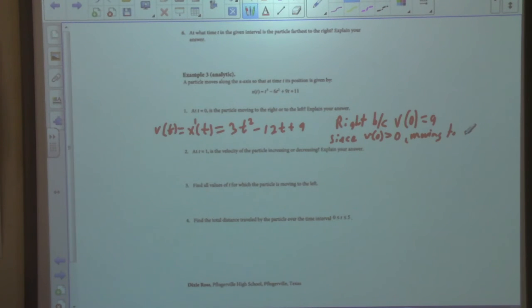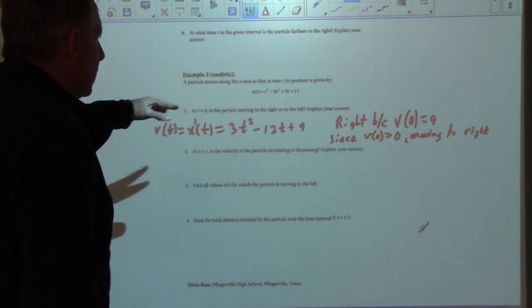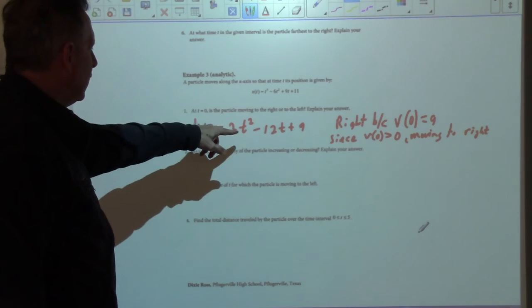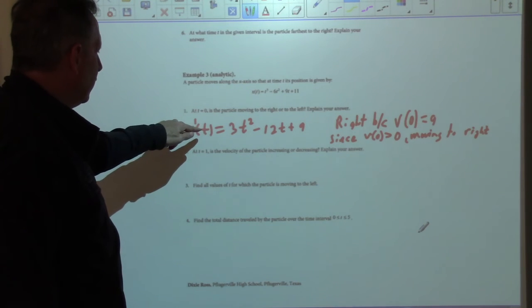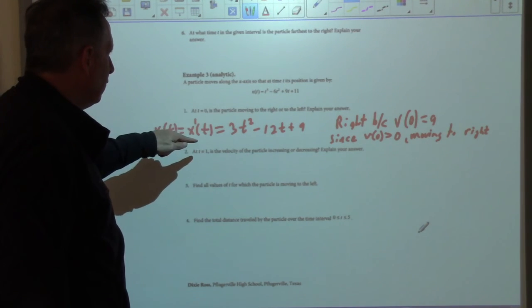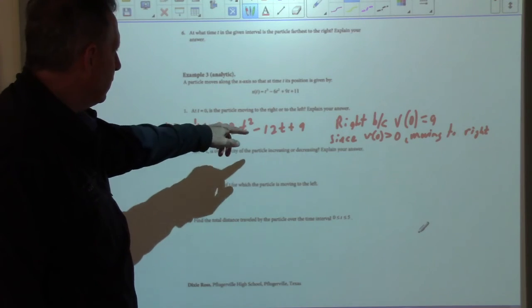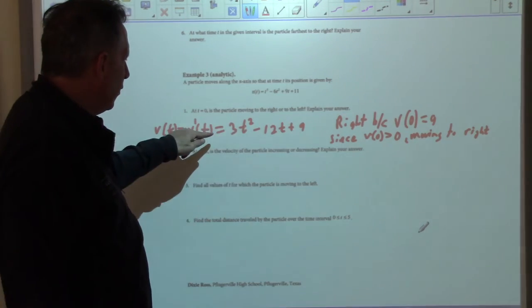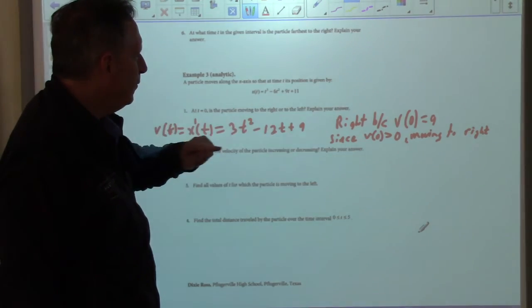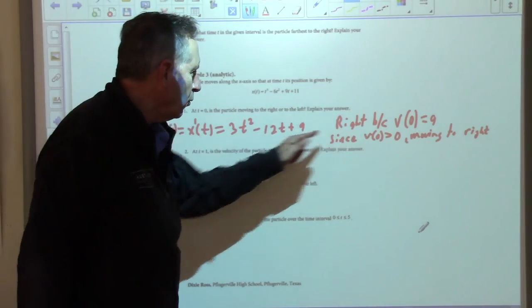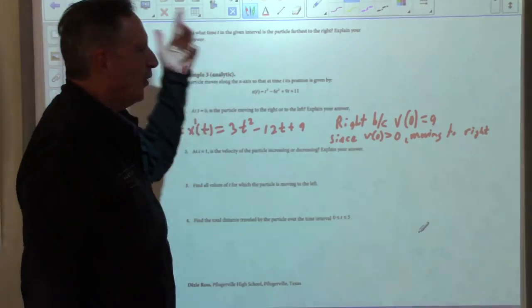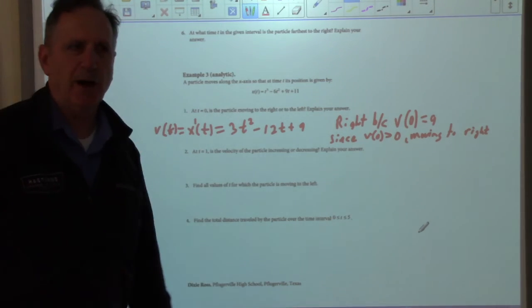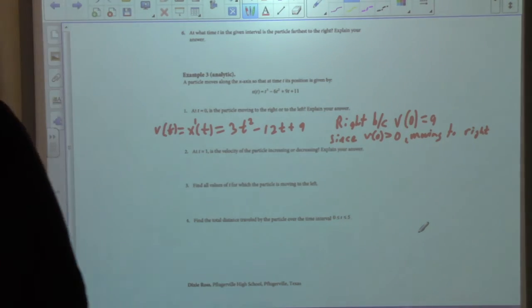Now, some of you expressed surprise by what I put down here. Do you see that? I just didn't do the prime. I just did it regular. Because the velocity is your first derivative of position, right? And since v of 0, which is 9, is greater than 0, the particle is moving to the right.